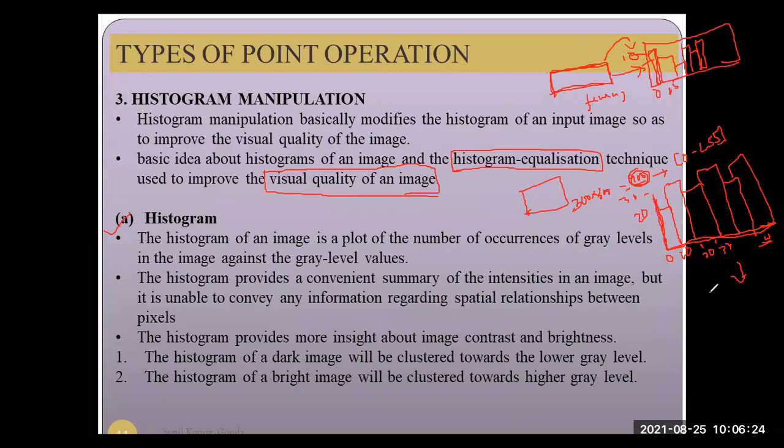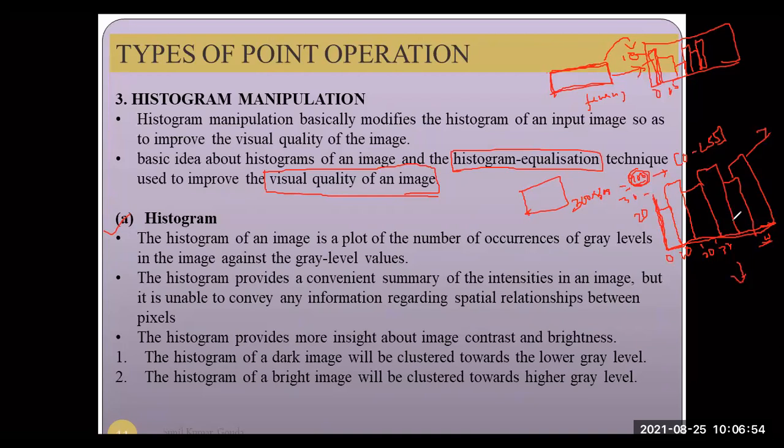But one of the problems is that it is unable to convey any information regarding the spatial relationship between the pixels. So no doubt you will get information about the intensity level of the image from the histogram, but we will not get any information regarding the spatial relationship between the pixels.